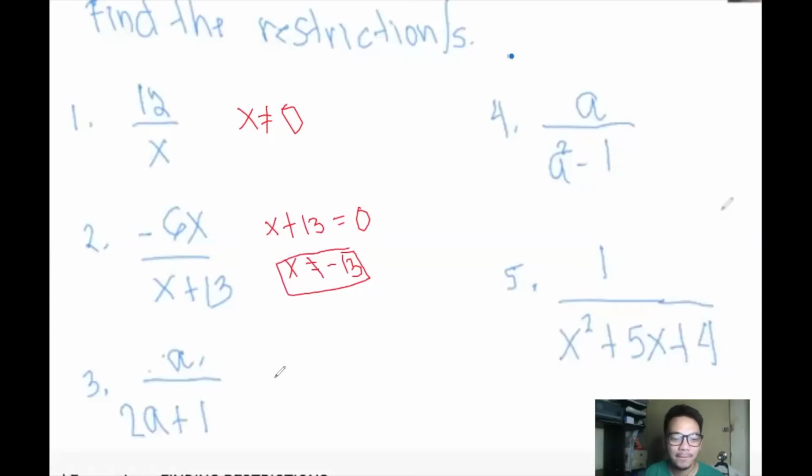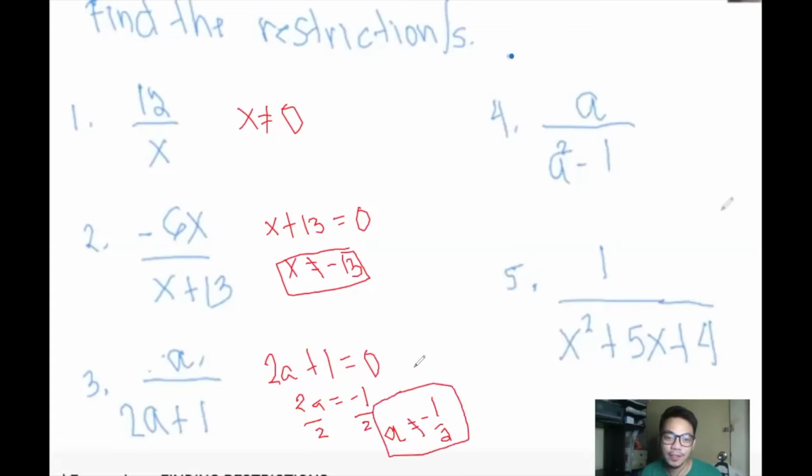For number 3, 2a plus 1 equals 0. So 2a equals negative 1. Then divide by 2 on both sides, so you get a equals negative 1 half. It's okay to have an answer that is negative or a fraction. So you cannot use negative 1 half for the value of a. Again, remember that we are just getting the denominator because that is how we can determine if our expression can be undefined if it's over 0.